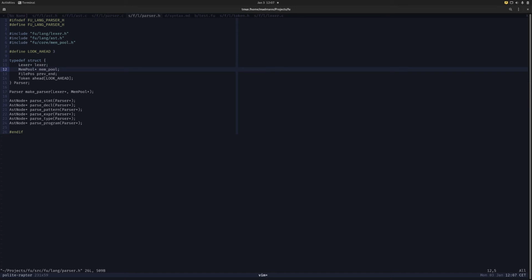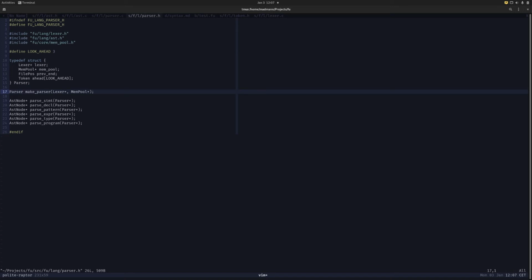Then there's a memory pool to allocate the AST nodes. There's some helper previous end field, which holds the place where the parser was previously, which is useful to report errors. And then there's the look ahead. And look ahead, as you can see, is set to 3 here. That means there's 3 tokens of look ahead. And tokens are really tiny, so there's no need to worry about the size of this data structure.